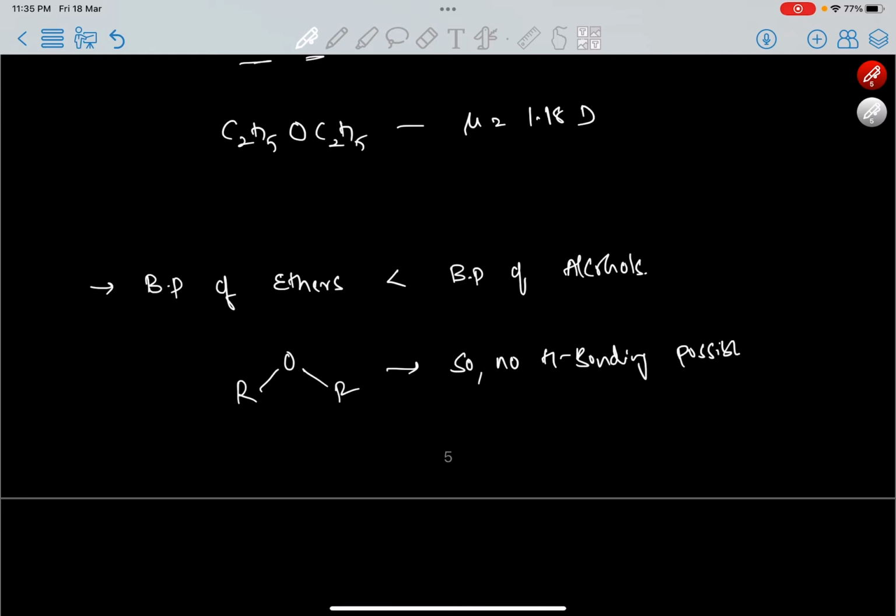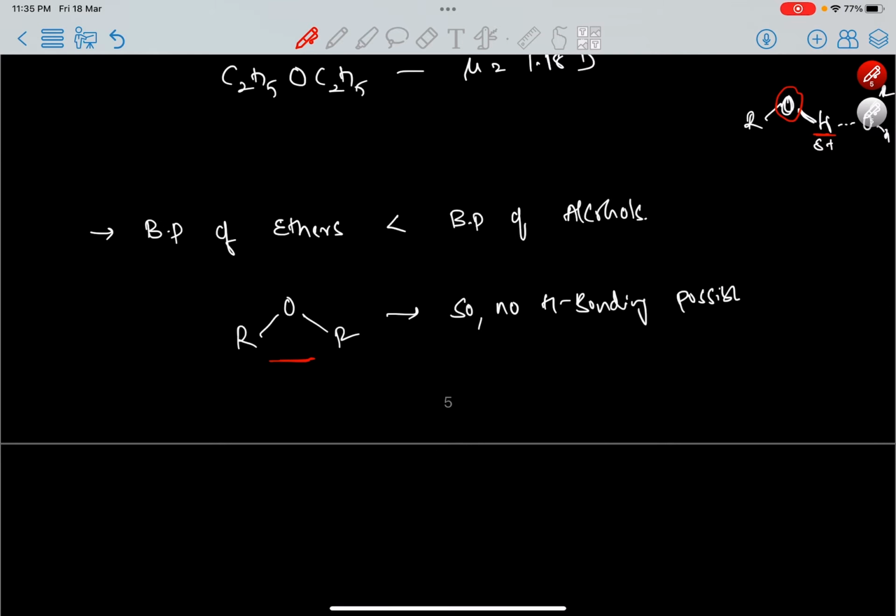Because there is no hydrogen on the oxygen atom. For example, if I talk about alcohol, because of the electronegativity difference, there is a partial positive charge on hydrogen, and this hydrogen forms hydrogen bonding with the oxygen of another alcohol molecule. For hydrogen bonding to exist, there should be hydrogen on the electronegative atom, that is oxygen here. But in ethers, there is no hydrogen on the oxygen, which is the electronegative atom. So no hydrogen bonding is possible.